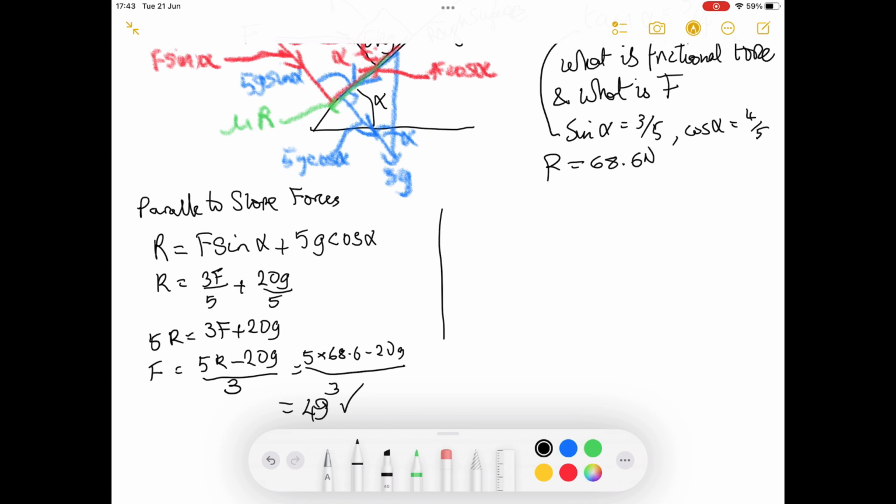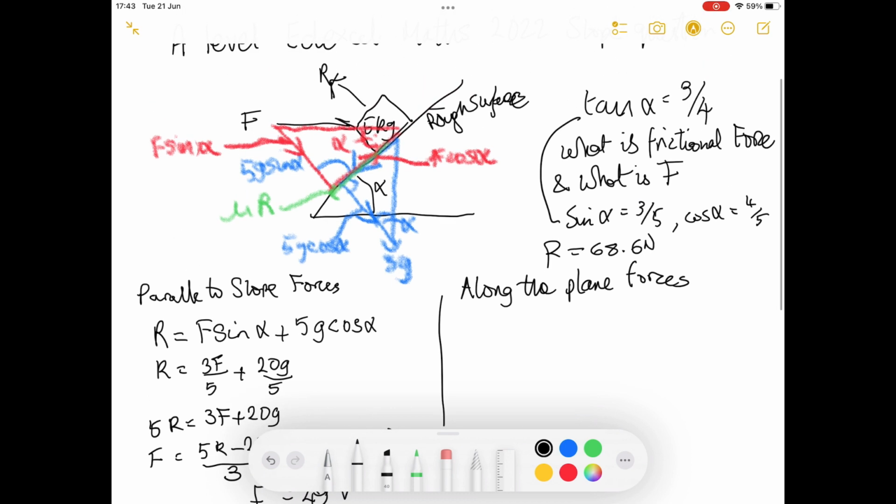Okay, now we're going to look at the forces along the plane, perpendicular to the plane. That was along, it was along the plane, what am I talking about? Along the plane. So now we need to look at the forces along the plane. So we've got the blue one, the green one, and the red one. Okay, so let's focus on those.